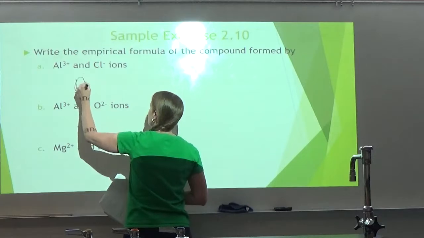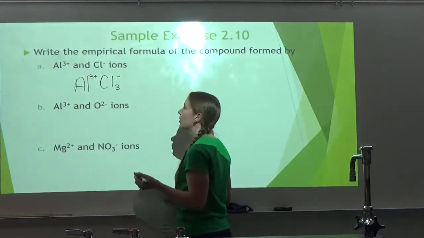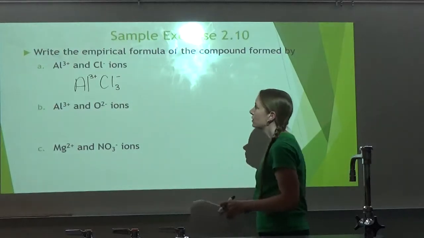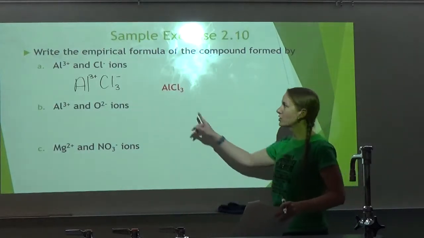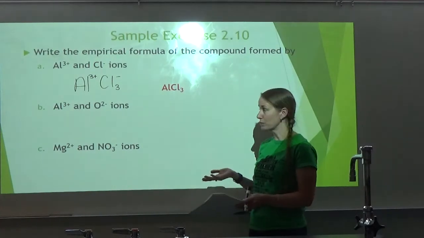Okay, well I know that if aluminum is 3 positive and chlorine is negative, I need 3 chlorine. Now remember, you do not need to write the charges. I just write the charges in class so you can see where I got my subscripts from.